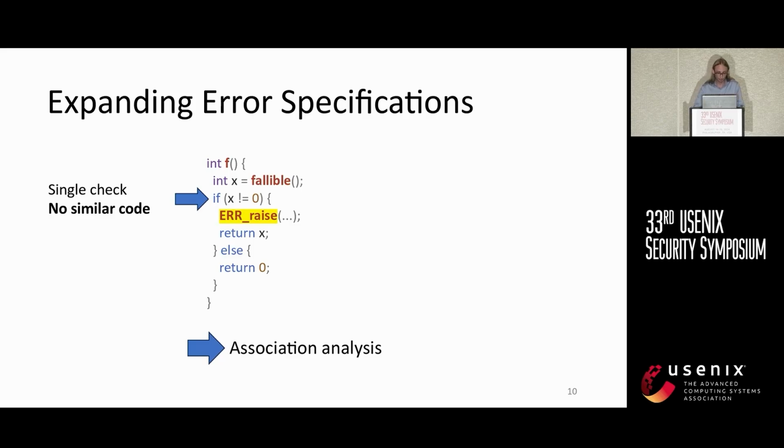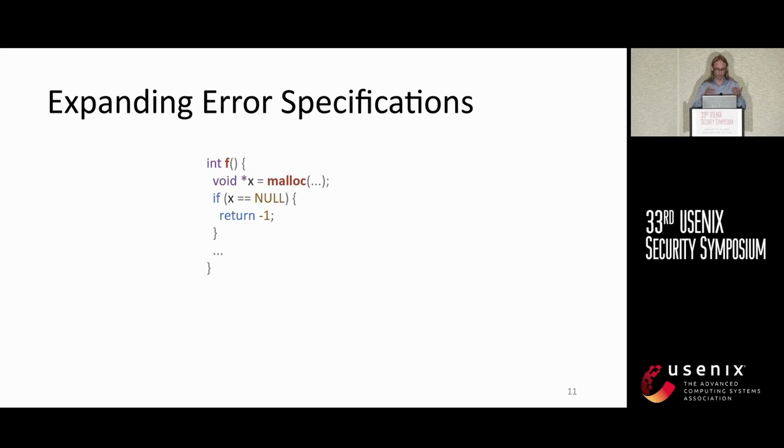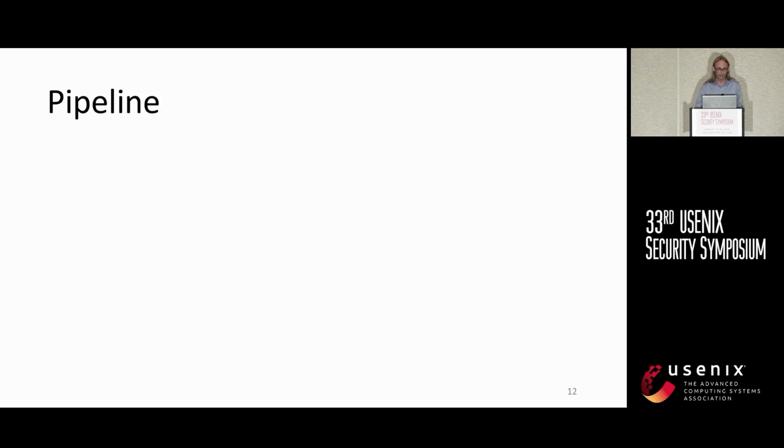A very similar problem occurs when we have a call, a check, and then there's no other call that can tell us the purpose of the code. However, if we already inferred that malloc returns 0 on failure, then we can easily conclude that f must return -1 on failure. So the entire pipeline starts with LLVM bitcode.